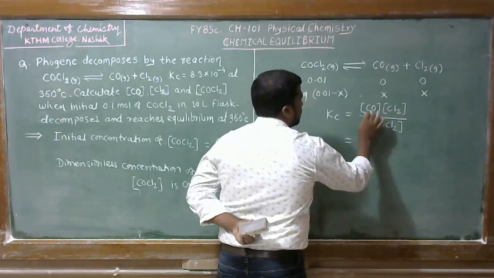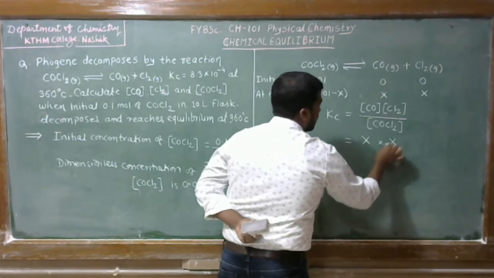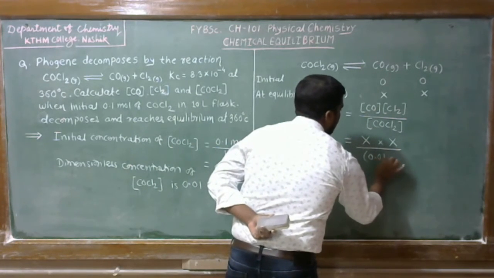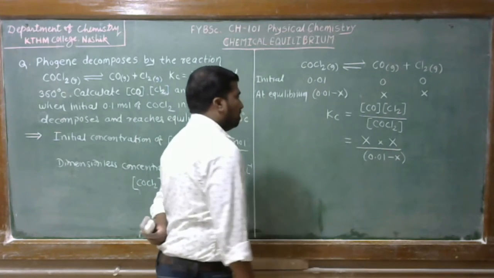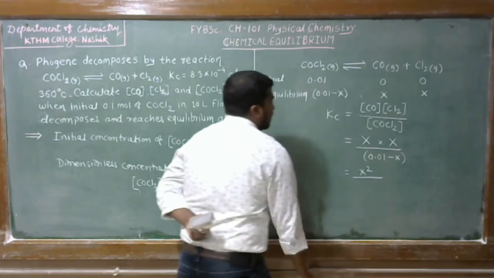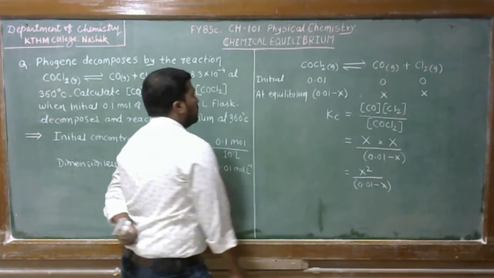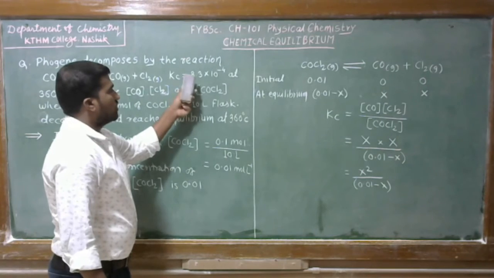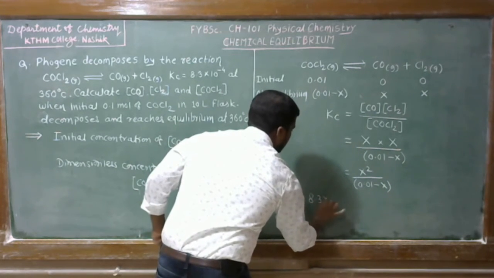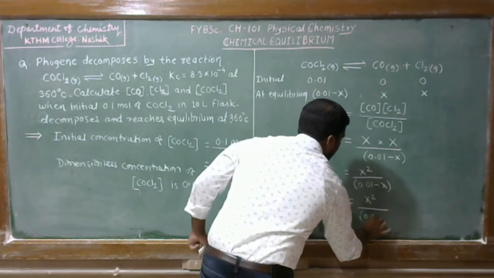Kc is equal to the value of CO at equilibrium, X, into Cl2 also X, divided by the value of COCl2 at equilibrium, 0.1 minus X. So we can write X into X is equal to X square divided by 0.1 minus X. Now here the equilibrium constant value is also given, so we can write 8.3 into 10 raised to power minus 4 is equal to X square divided by 0.1 minus X.